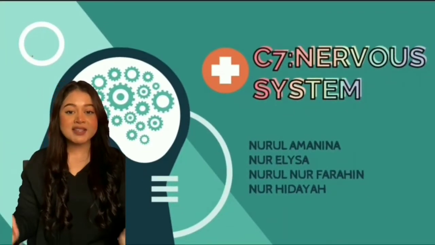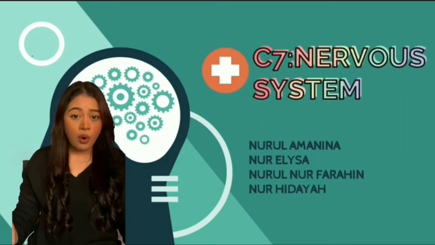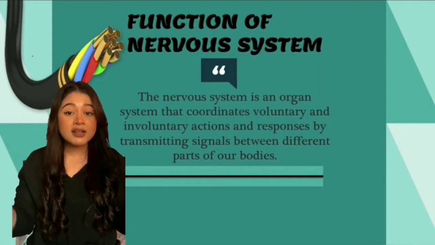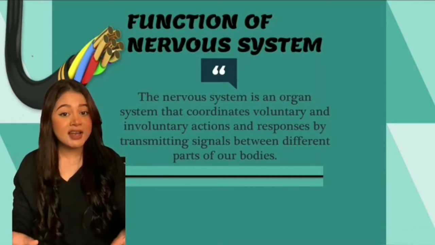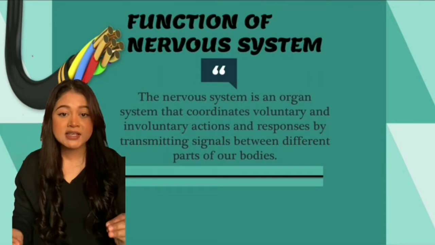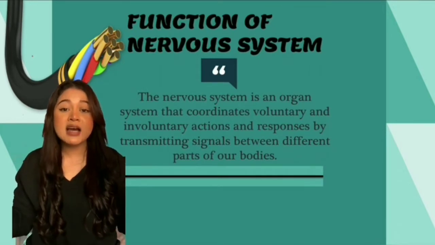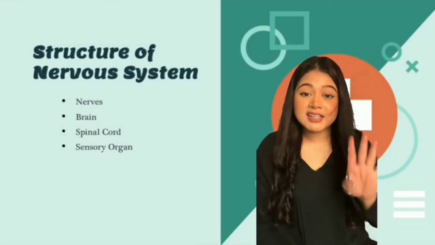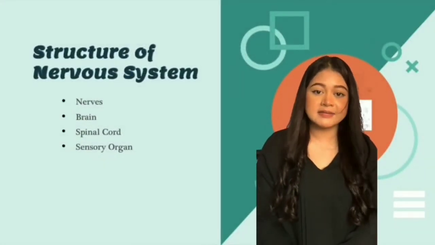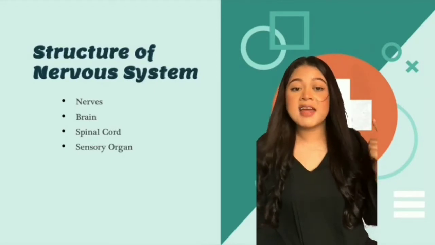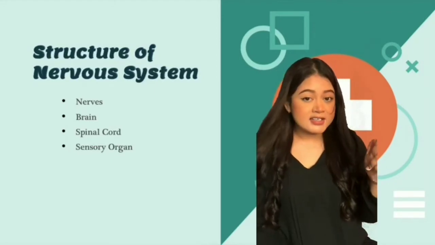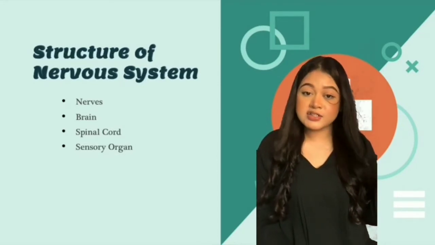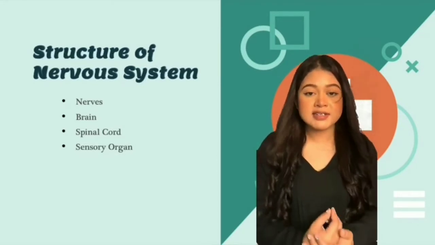Today I would like to present about the nervous system. So, what is the function of the nervous system? The nervous system is an organ system that coordinates voluntary and involuntary actions and responses by transmitting signals to different parts of our body. There are 4 types of structure of the nervous system. First is nerve, second is brain, third, spinal cord, and also sensory organs such as eyes, nose, ears, and also our skin.